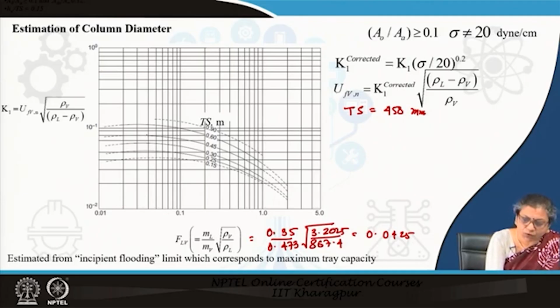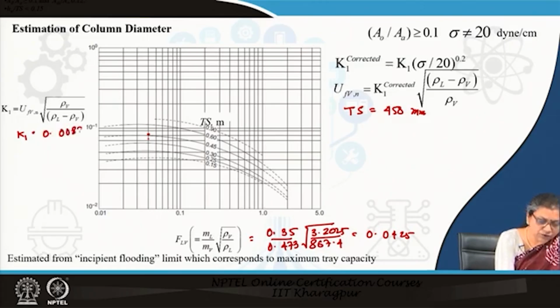Now, from here you can go up. We have taken the tray spacing as 0.45, so it should be somewhere here, isn't it? From there you can find out what K1 equals. If you go straight, roughly you will find K1 will be equal to roughly 0.0082.